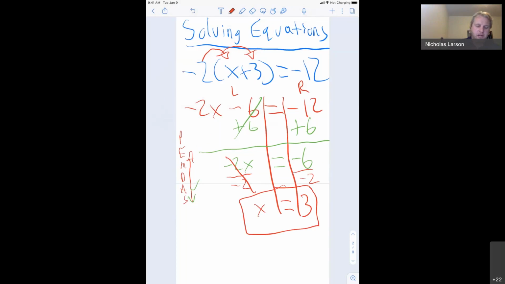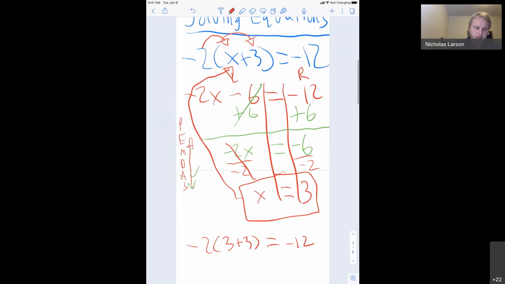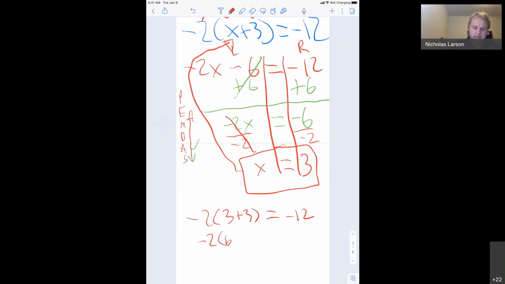I could go ahead and check my answer by plugging it in right here. And again, if I did that, I would get -2 times 3 plus 3 equals -12. 3 plus 3 is 6. So I get -12 equals -12. Of course, that's a true statement. So we are good to go with that.